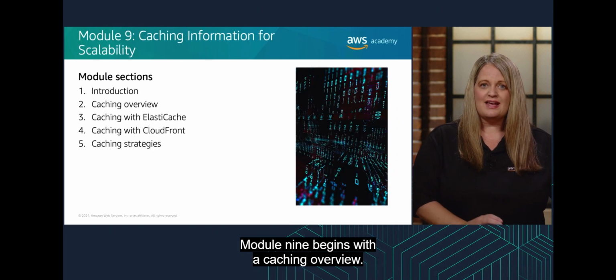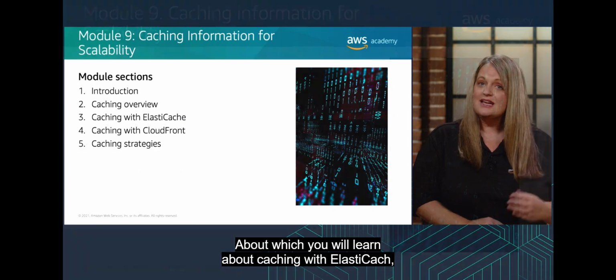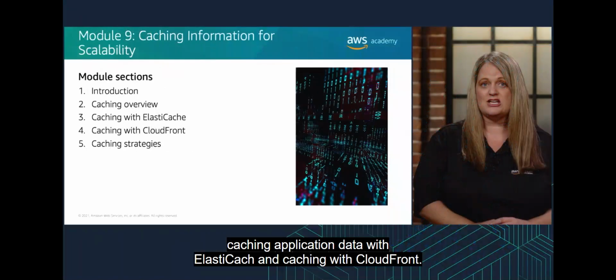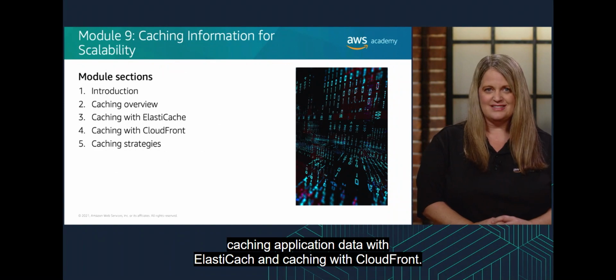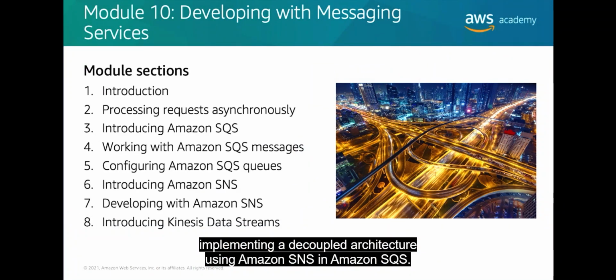Module 9 begins with a caching overview, about which you will learn about caching with ElastiCache, caching with CloudFront, and caching strategies. At the end of this module, you will also complete 2 labs: caching application data with ElastiCache and caching with CloudFront. Module 10 concludes with a lab implementing a decoupled architecture using Amazon SNS and Amazon SQS.